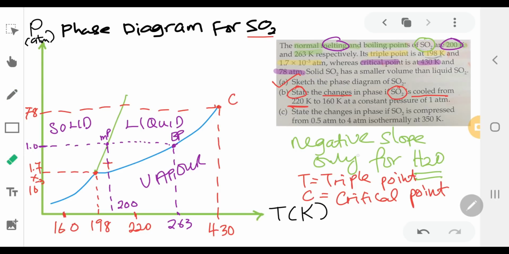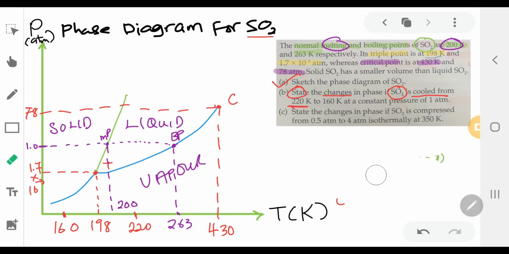To do that, I'm just going to rub this off because I'm going to write something there. The other important keyword over here is constant pressure, 1 atm. I'm going to use yellow for B. You look at that temperature and that temperature. We want to start at 1 atm, since they want you to state the changes in phases when the pressure is 1 atm, and then cool it down until you reach this temperature right there.